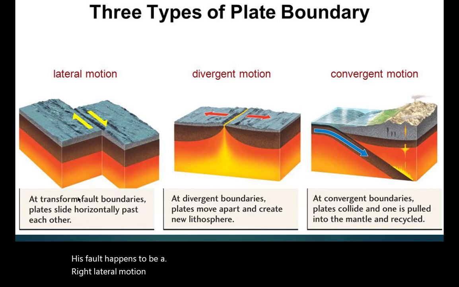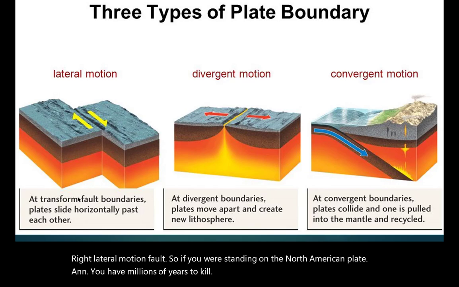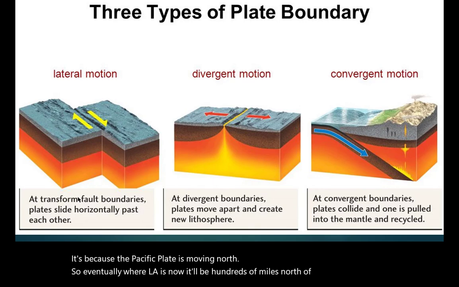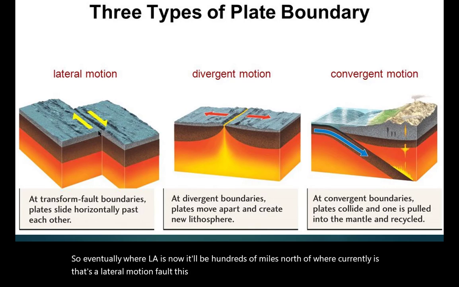So if you were standing on the North American plate and you had millions of years to kill, you could watch the Pacific plate move to your right. It's because the Pacific plate is moving north. So eventually, where LA is now, it'll be hundreds of miles north of where it currently is. That's a lateral motion fault. This often results in lots of earthquakes, but never very many of large magnitude.